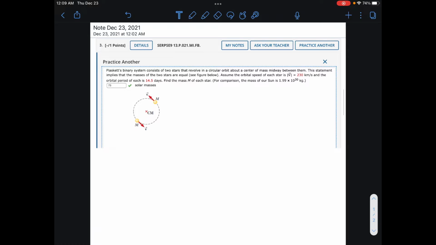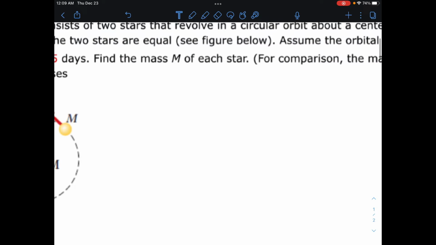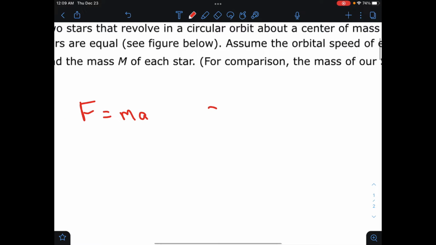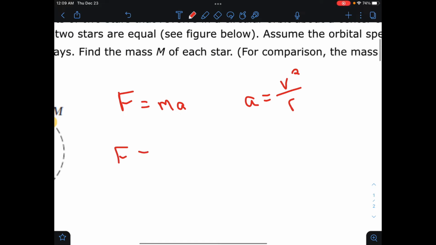Okay. So first we're going to start off with our forces. So we're actually going to start off with Newton's second law right here. It's going to be F is equal to ma. But we are in space, so a is equal to v squared over r. Now what I mean by that is the centripetal acceleration. So F is actually equal to mv squared over r.